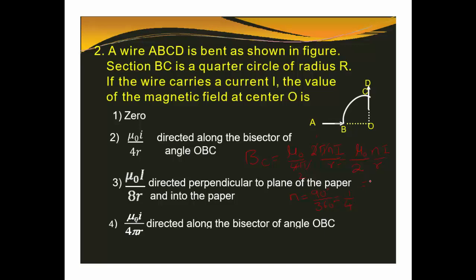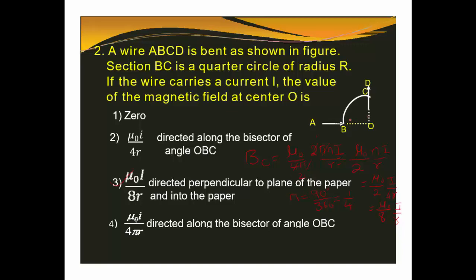So the answer is mu naught by 2 I by r; if you substitute n as 1/4, it will become 1/4 into r. So it will be total mu naught by 8 I by r. So the correct answer is the third one, mu naught I divided by 8r, which is directed perpendicular to the plane of paper and into the plane of paper.